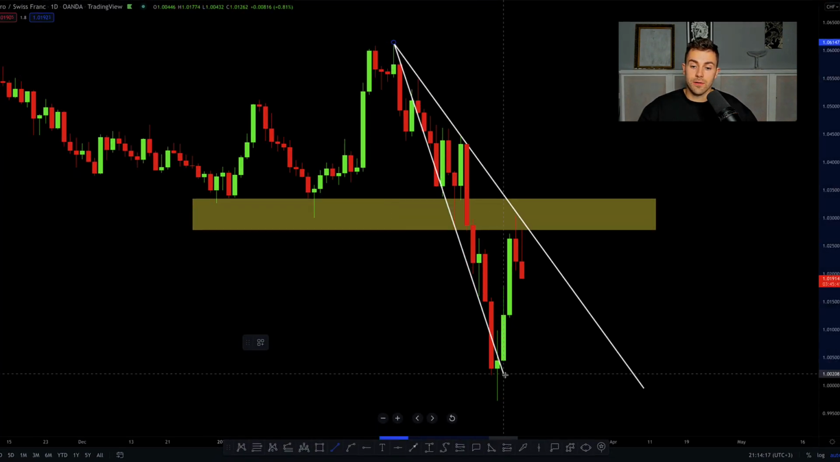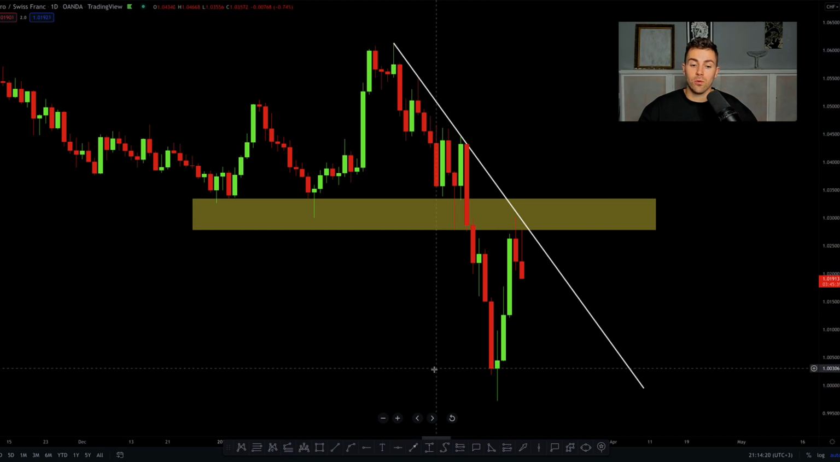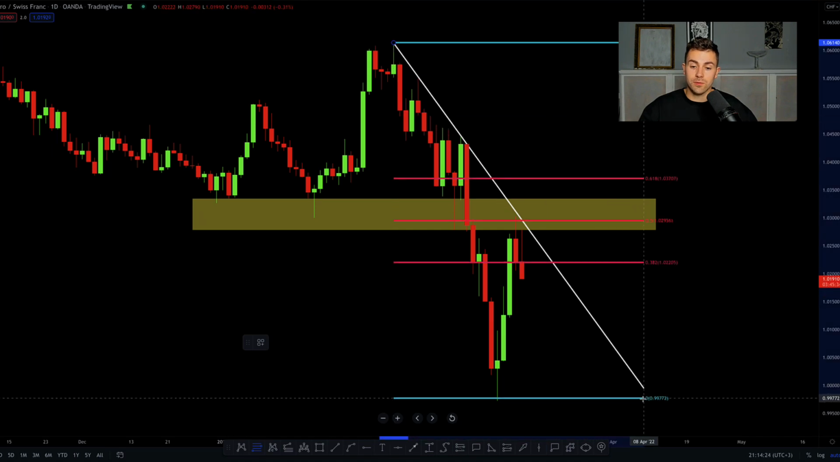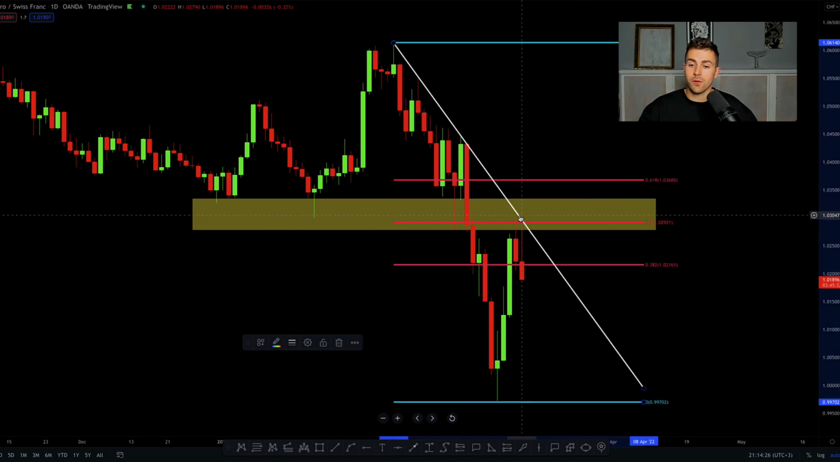Lastly, let's add some fibs. First, let's take a look at this bearish impulse. Yes, our major strong bearish impulse, and based on that let's draw the fib retracement. Look, here we have a perfect confluence with the 50% retracement.